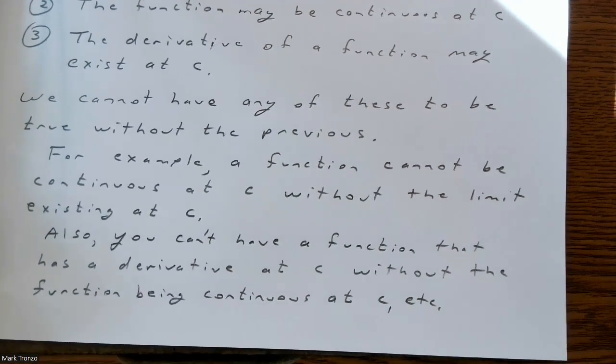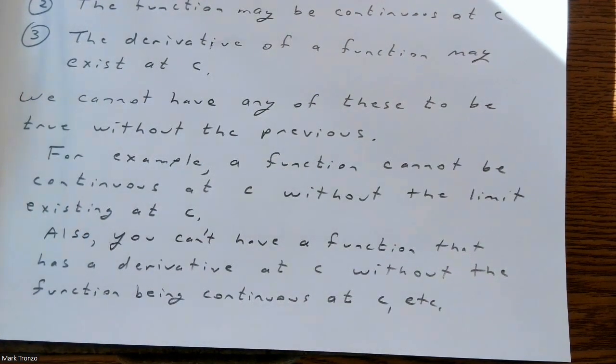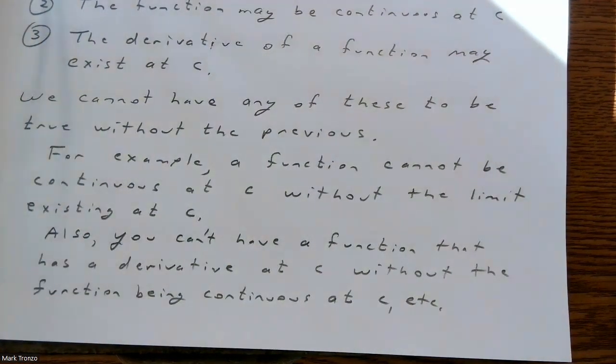So before a function can have its derivative, it has to be continuous. For it to be continuous, the limit has to exist. And of course, going the other way, if you have one of the lower ones, then you automatically have the ones above. If you know that the derivative exists at c, then you automatically know it's continuous, and you automatically know the limit exists at c. Any questions on any of that?